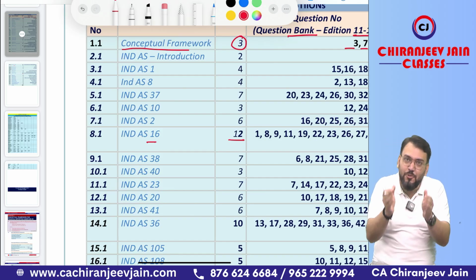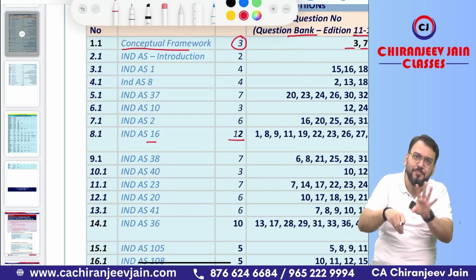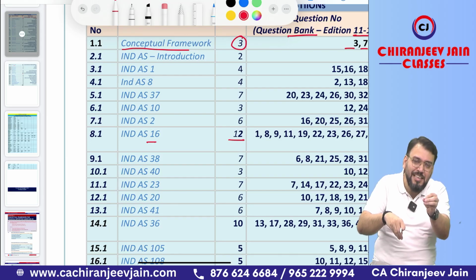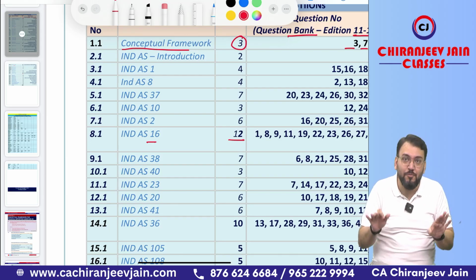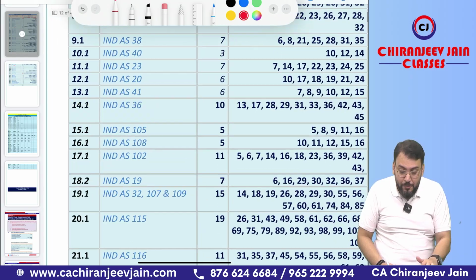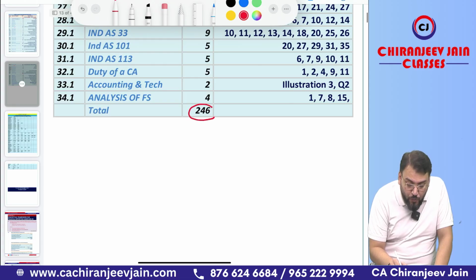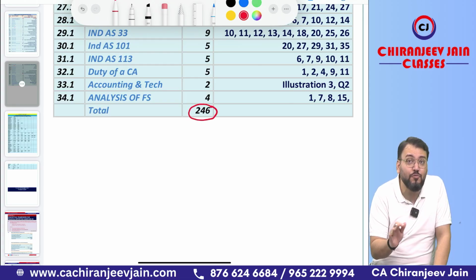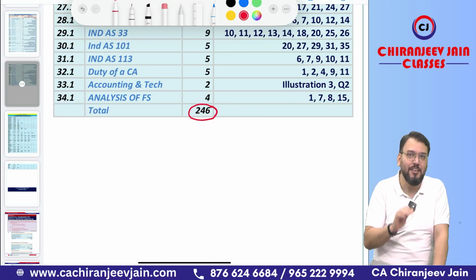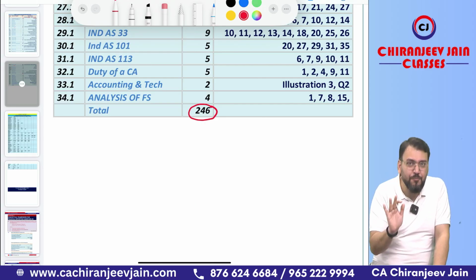Correct? Now, if you are doing these questions, most of the concepts of each and every Ind AS will also be covered. But how to use them? Because how many questions are these? If you see, the total number is 246, approximately 250 questions I have given. Sir, will it be difficult? No. Let me inform you how to study.